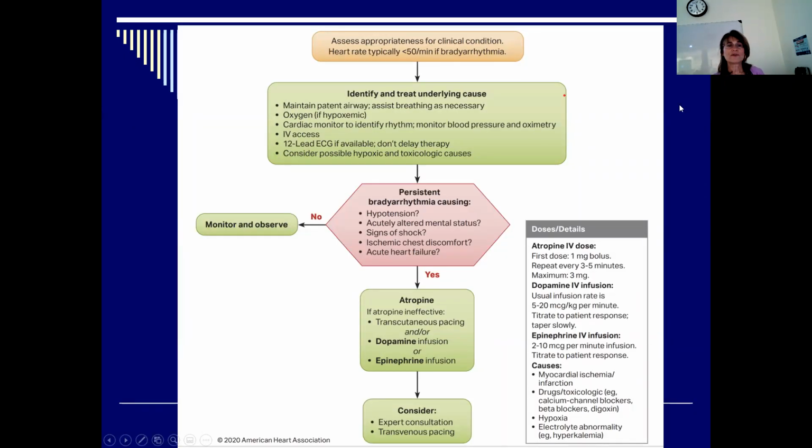Okay, so this is the first algorithm that I'm showing you, and it's for sinus bradycardia, or for a heart rate less than 50 per minute. What do you do? So it has the branching logic. So first thing you do is make sure the patient is breathing okay. And if they're hypoxemic, you give them some oxygen.